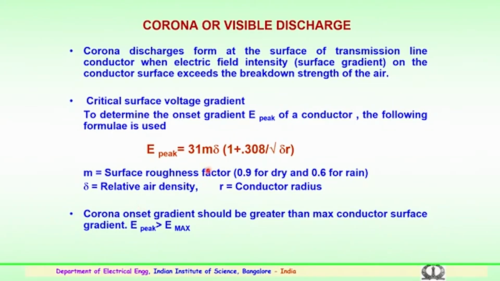So, delta is the relative air density, and r is the conductor radius which is used for the transmission or distribution. This is a simple formula to find out the onset gradient of any size of conductor which is used. So, the corona onset gradient should be greater than the maximum conductor surface gradient, that is E peak should always be greater than E max, the maximum surface gradient.